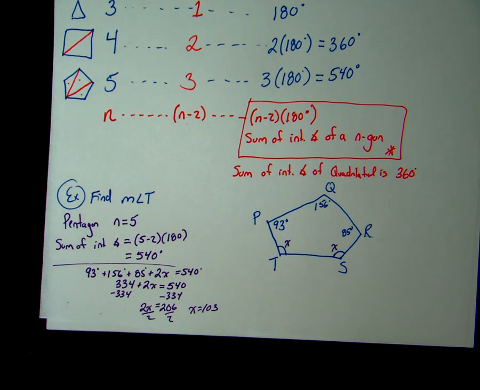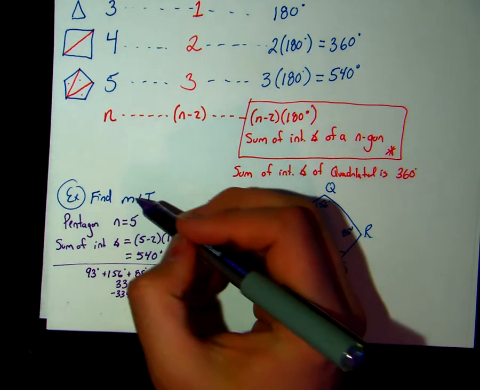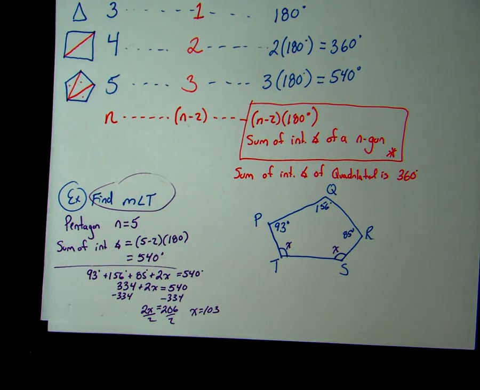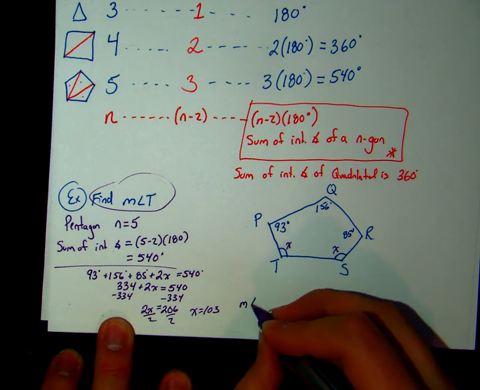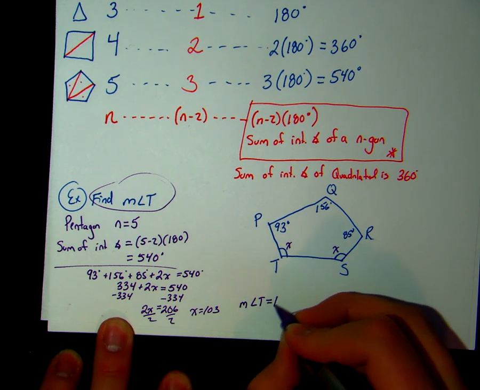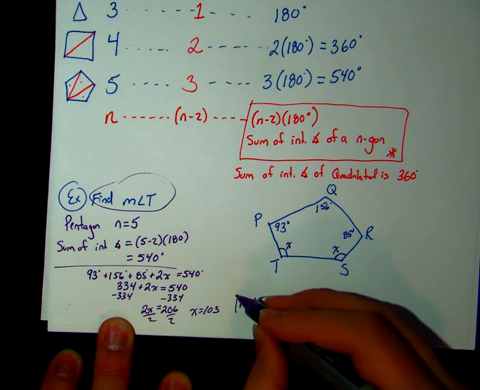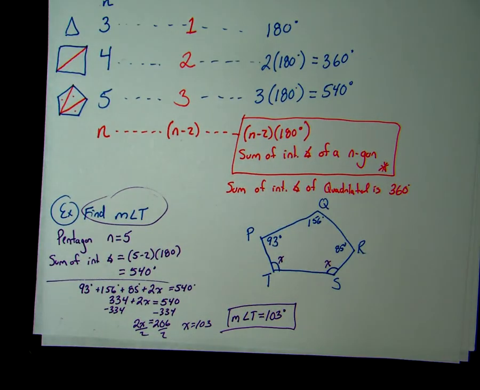And we know by now, hopefully, although maybe not, it's been a little bit of a break, maybe we've gotten a little rusty, we know that's not our answer because that's not what was being asked. The measure of angle T is the question. So the measure of angle T is our answer. So the measure of angle T is going to be 103 degrees. Okay, super. All right, so those are the interior angles.